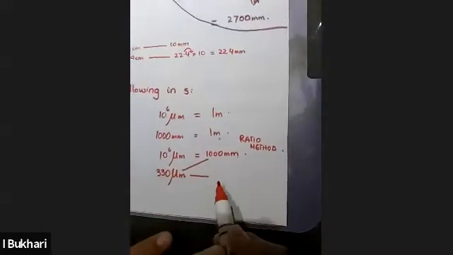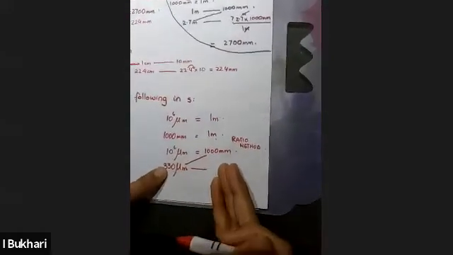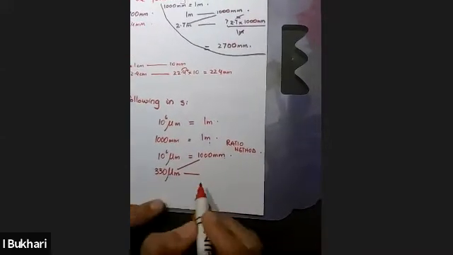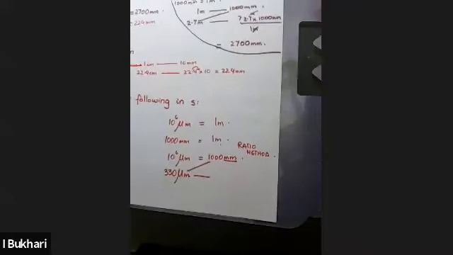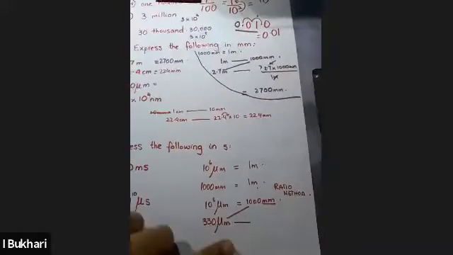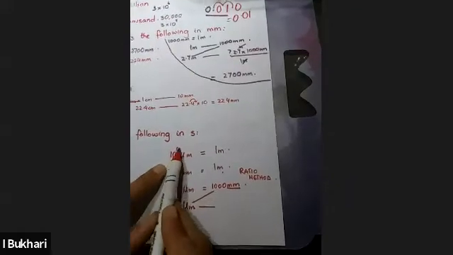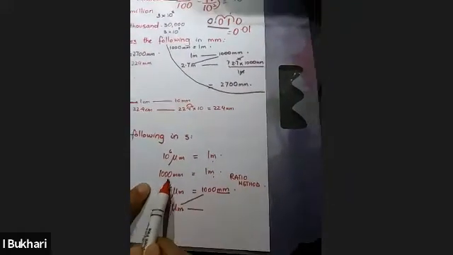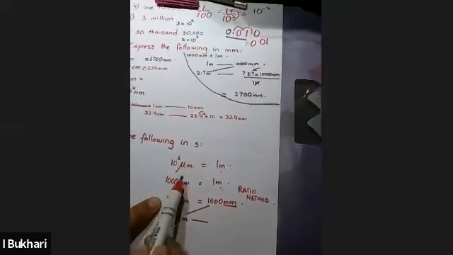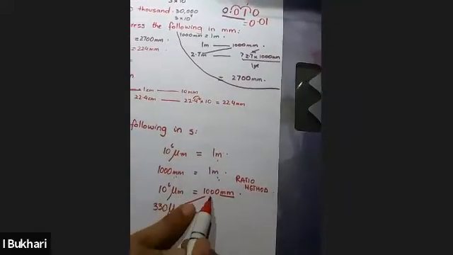The unit that you want to find out, the unit you want your final answer in, should be on the right-hand side. I want my final answer in millimeters, because the question says express your answer in millimeters. So that's why I wrote millimeters on the right side. Since 10 to the power 6 micrometers is equal to 1 meter and 1000 millimeters is equal to 1 meter, they are equal to each other: 10 to the power 6 micrometers is equal to 1000 millimeters.